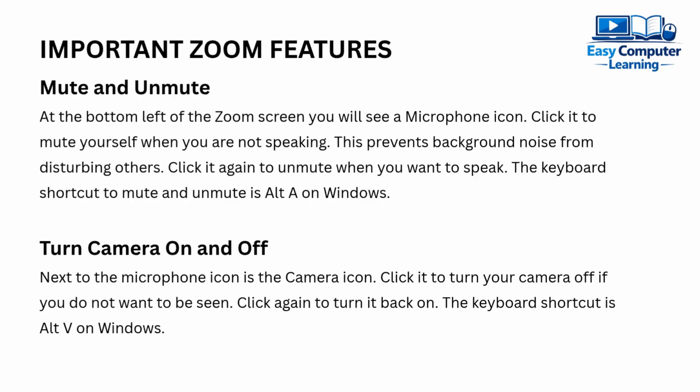Important Zoom features. Mute and unmute. At the bottom left of the Zoom screen, you will see a microphone icon. Click it to mute yourself when you are not speaking. This prevents background noise from disturbing others. Click it again to unmute when you want to speak. The keyboard shortcut to mute and unmute is Alt-A on Windows.